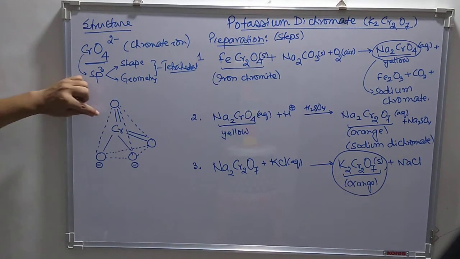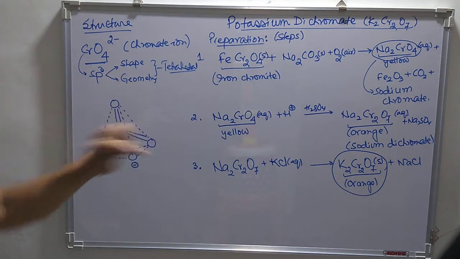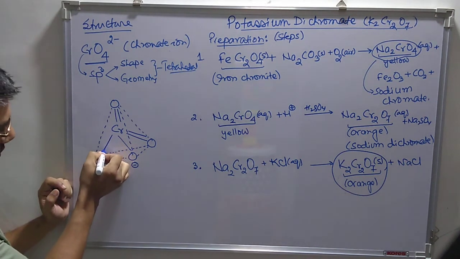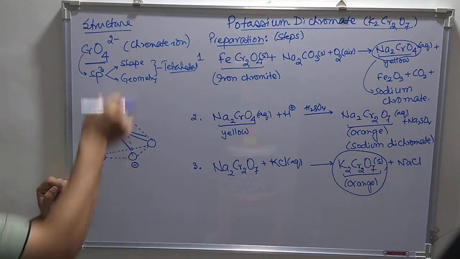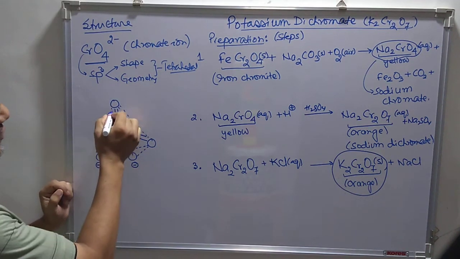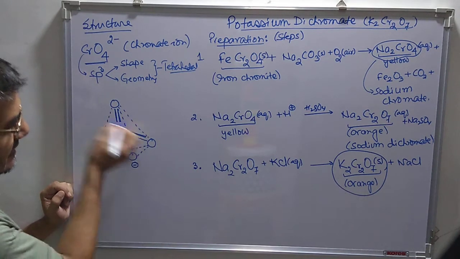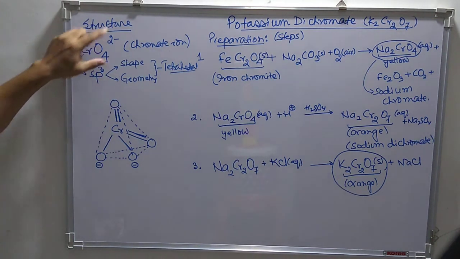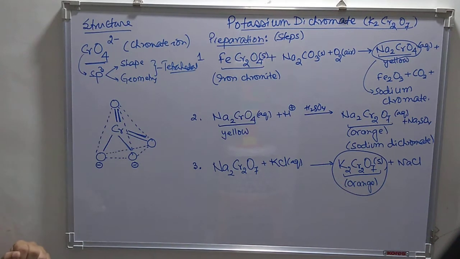So chromium is at the center of the tetrahedron, and the four oxygens occupy the four corners of a regular tetrahedron. Now if you look at this, we have two oxygens attached to chromium through a single bond, and the remaining two oxygens are bonded to chromium through pi bonds. Now the question is, in this oxoanion, that is chromate CrO4 2 minus, how does this pi bond formation take place?